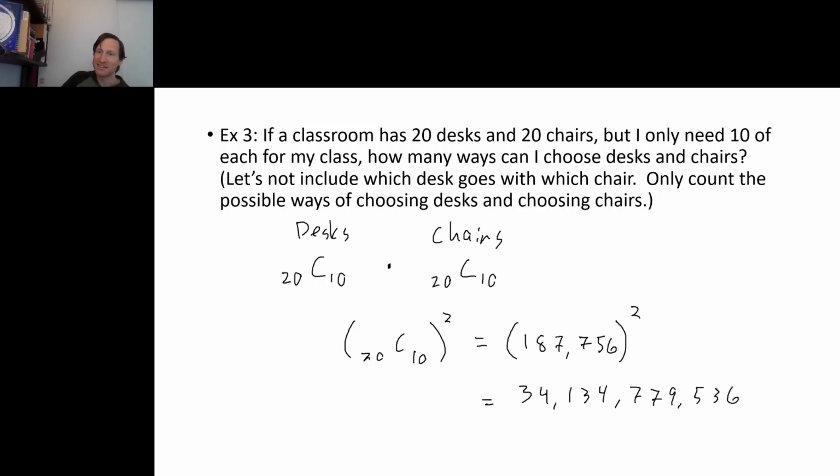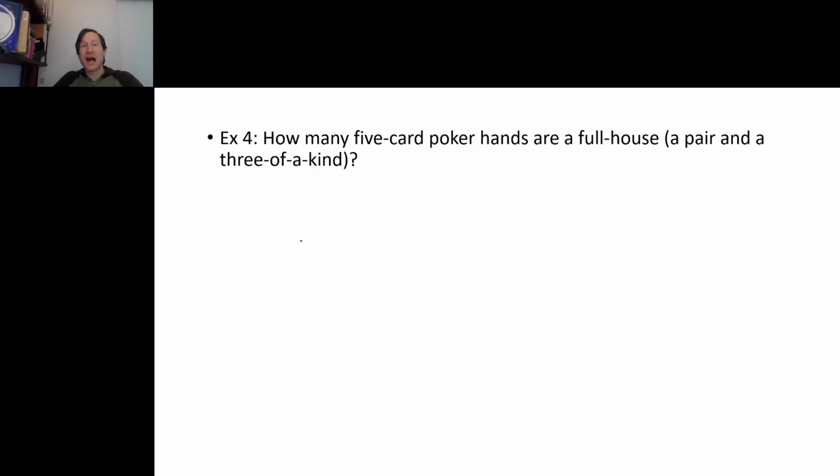34,134,779,536. So there are lots of different ways to choose chairs and desks for this class. All right, let's figure out how many 5-card poker hands are a full house. So in other words, how many full houses are there that we could possibly draw? If you don't know, a full house in poker is a pair and a 3 of a kind in one 5-card hand.